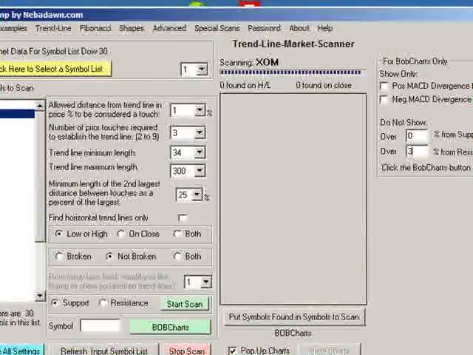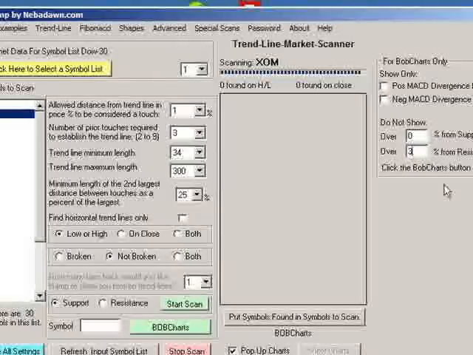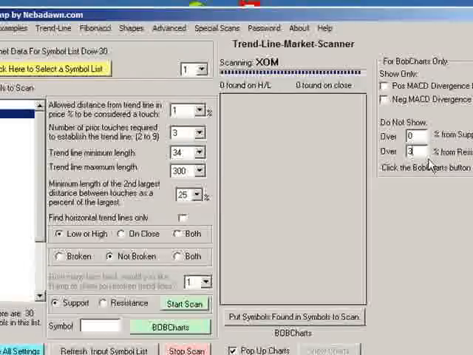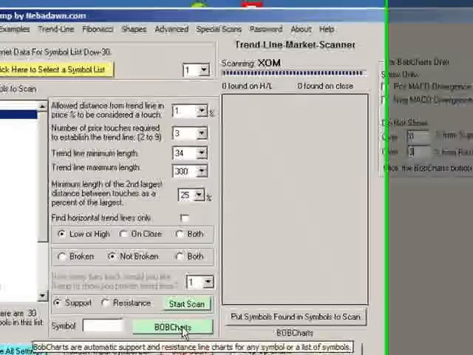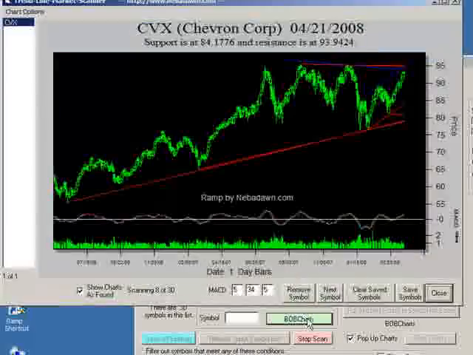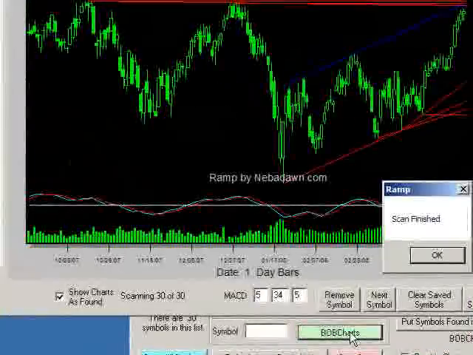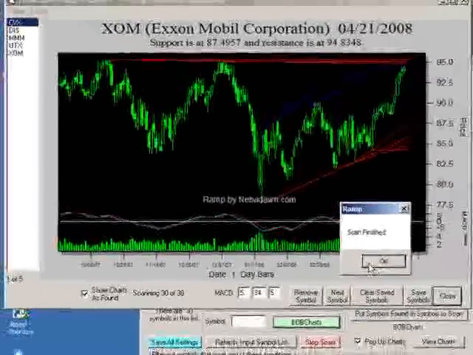I'm sure I'll find quite a few because the market's been trading up over the last week. And so let's just see what's up against support and resistance lines. I want to see anything within 3% of a resistance line as maybe a potential short. So I put a 3 in this box. I go down to Bob Charts, and now I click the Bob Charts button, and a filter is turned on, and I'm only seeing the Bob Charts within 3% of resistance.